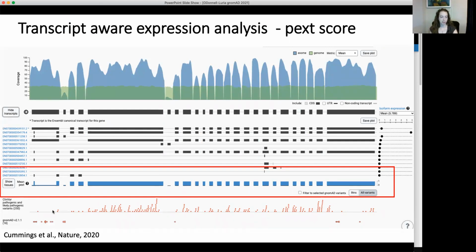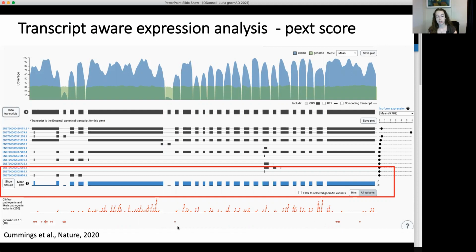And so you can see that there are loss of function variants in ClinVar, again variants that are not in gnomAD, throughout the gene. But when we look at loss of function variants that are present in gnomAD, they are mainly falling in this part that's not transcribed here, this exon that's not transcribed, and also in the last exon.